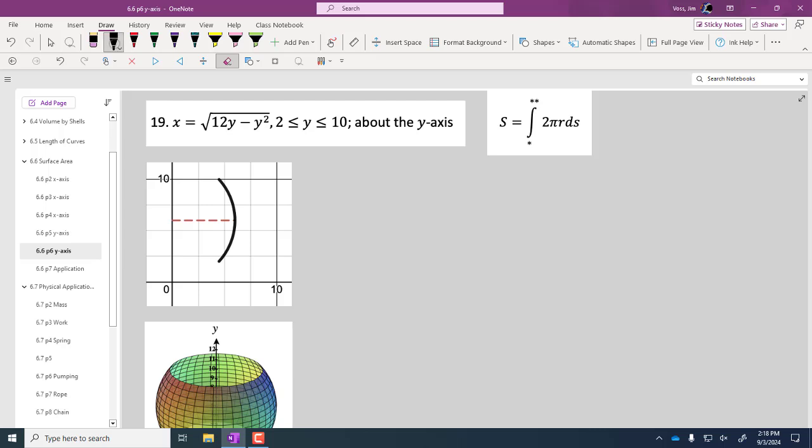Again, anytime we're dealing with arc length or surface area, we need the derivative of the function that we're using that's measuring the radius. So x prime, chain rule, we'll bring down the 1/2. The base here is 12y minus y squared. That'll be raised to the negative 1/2 power. And then we multiply by the derivative of the base, which will be 12 minus 2y. So there's x prime.